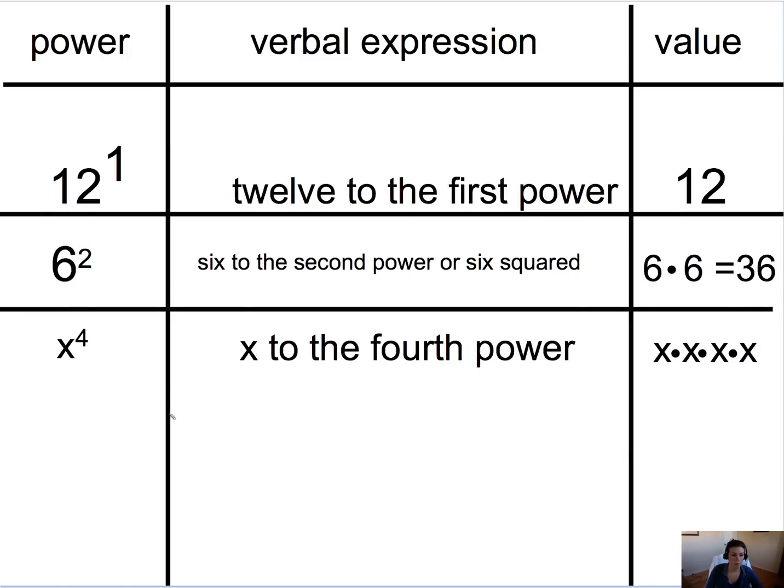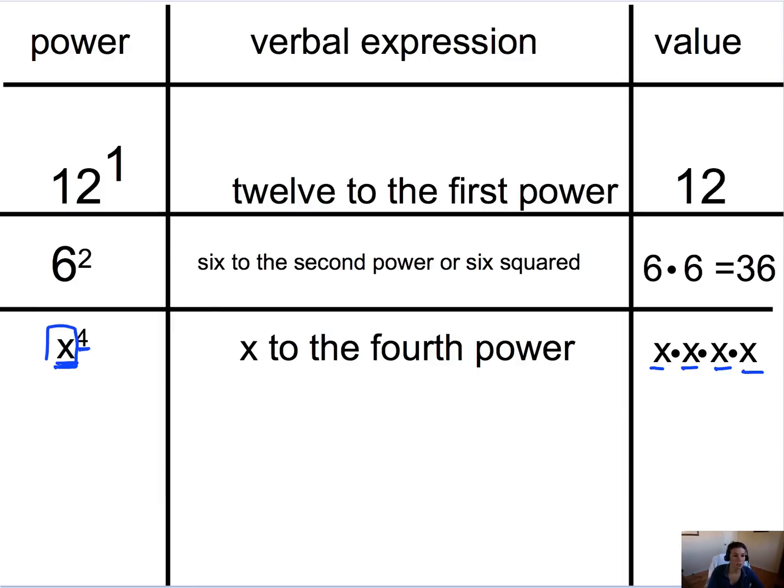Okay, one more example here. Now we're doing this with a variable. This is our base, our exponent. You would say this x to the 4th power. X is our base. We're raising it to the 4th power. Now what that means is we're taking x and multiplying it by itself 4 times. 1, 2, 3, 4. That's it.